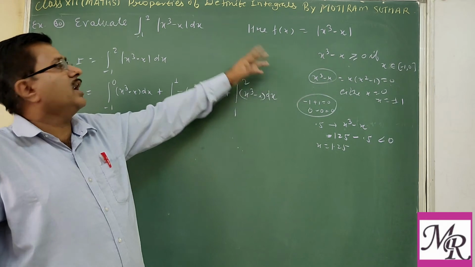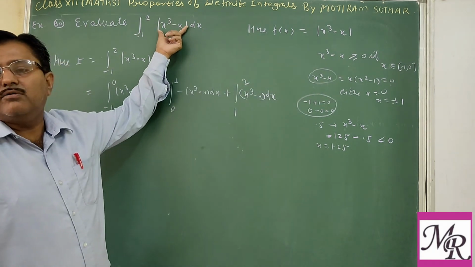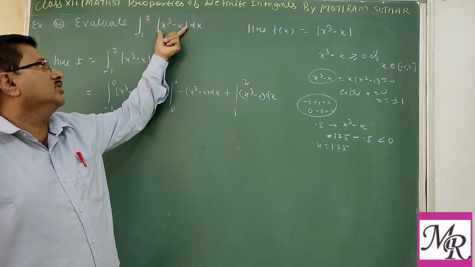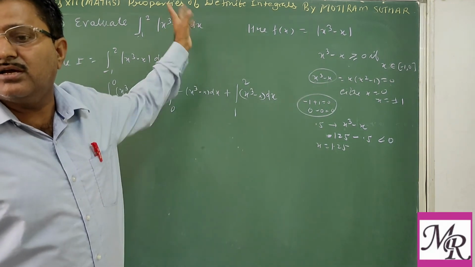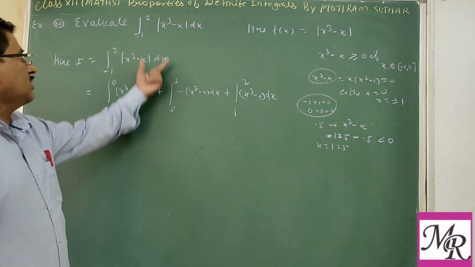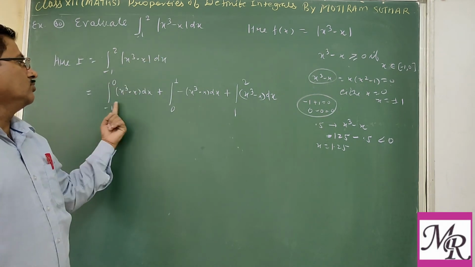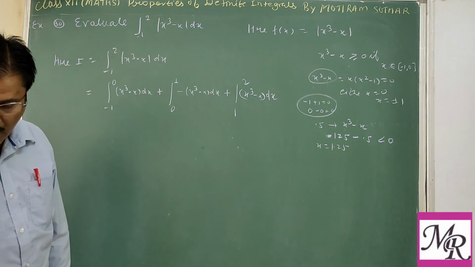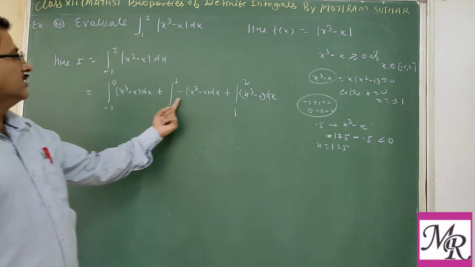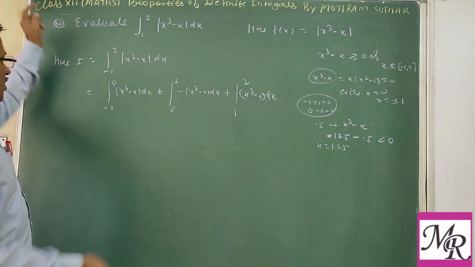Overall, if you solve, this will give you positive. Why do we take positive? Because we are given the modulus function. So if we know the modulus, then we have to confirm this value should be positive. That's why, to convert into positive, we have to break the limit into 3 parts. After that, it is simple integration that you can solve.